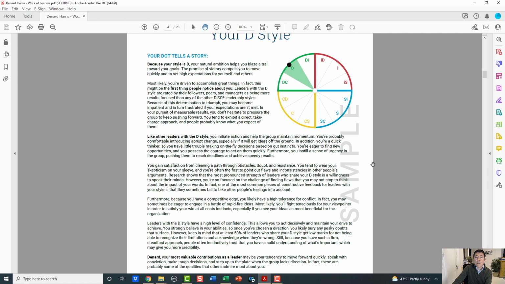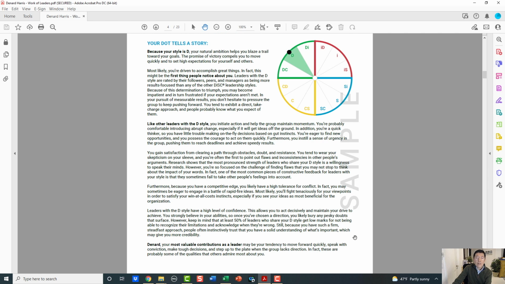Everything in the report isn't going to be dead on, and we would just strike through that information and retain the information that is very much in line with their own understanding of their style. It ends with a paragraph saying your most valuable contributions as a leader may be your tendency, and then it goes on to describe their leadership style based on the D type. And again, we like to personalize that. In my experience, most leaders resonate with the majority of the information on this page and usually find just a few statements that they would disagree with.